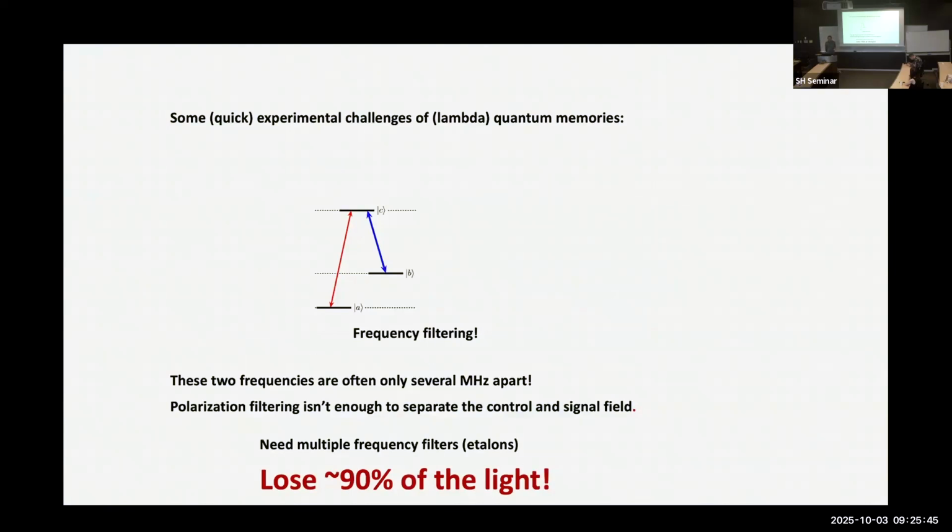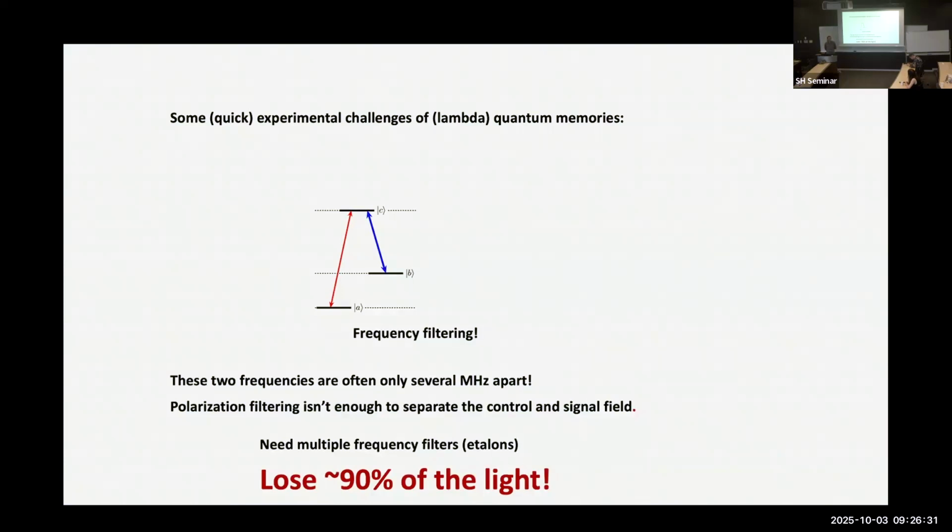One issue is frequency filtering. Because these are two ground states, the strong control field is only something like 10 megahertz away from the other transition. So even if there are no other noise terms, you need to be able to separate your signal field and your control field by a very large amount. These are co-propagating fields, and you need to frequency filter these two fields apart, but they're only separated by 10 megahertz.